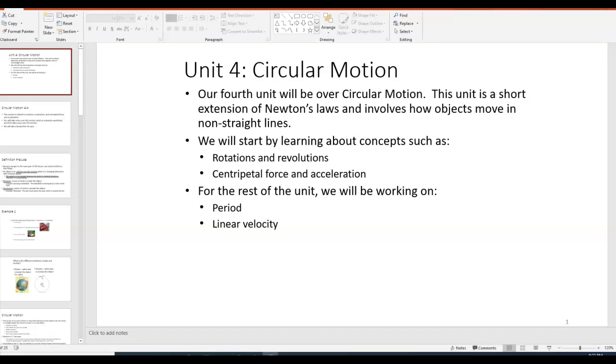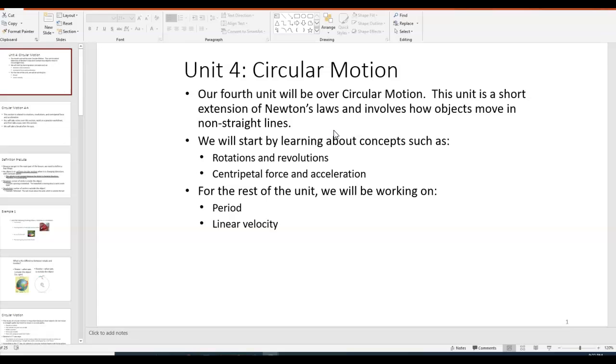So everything we've done up until this point, for the most part, has been involving objects moving in straight lines, either up and down or side to side. Now, we did do a little bit of projectile motion, which involves a parabola type of path, but for the most part, we've looked at problems involving things moving in straight lines. Okay, so circular motion obviously involves objects moving in circles.